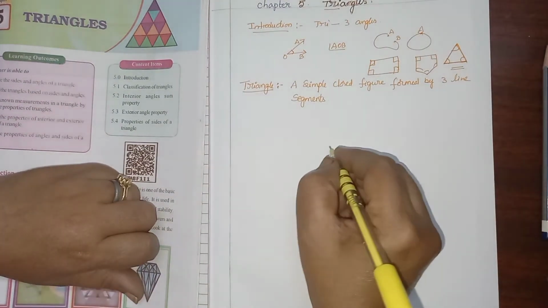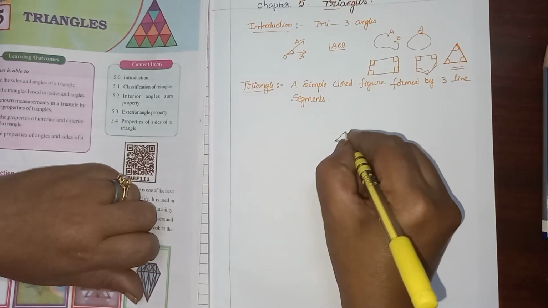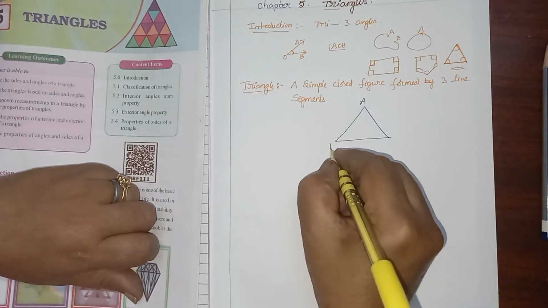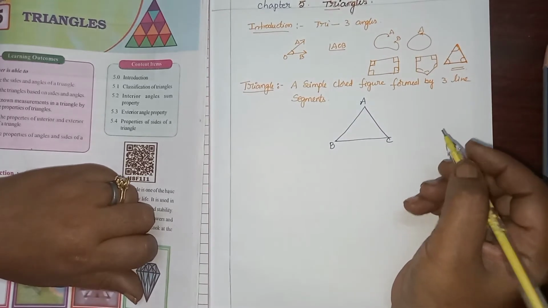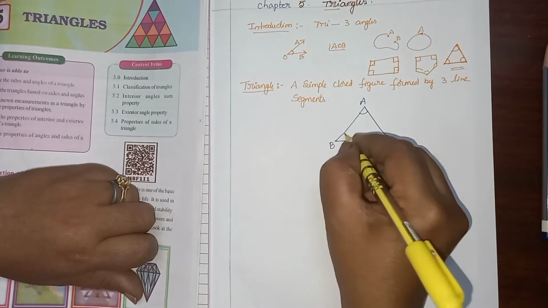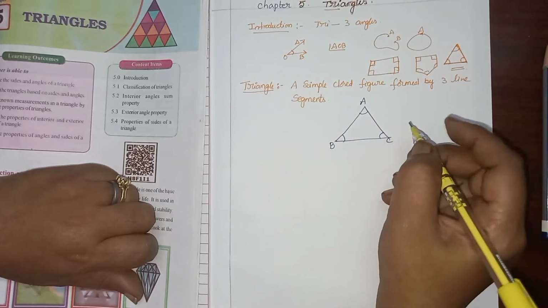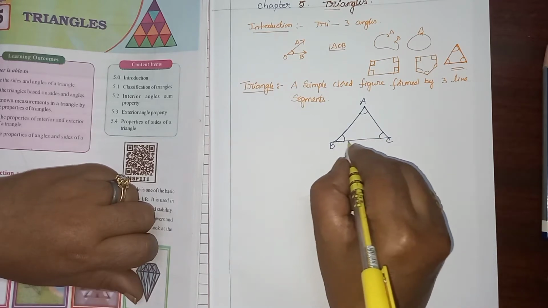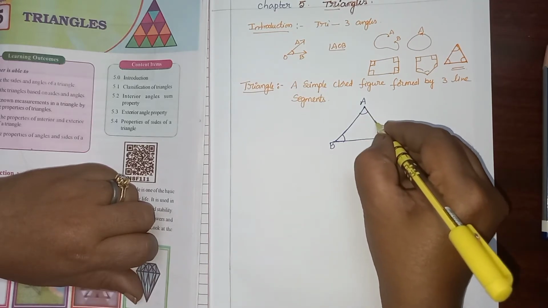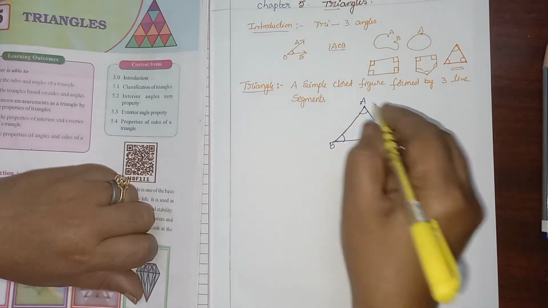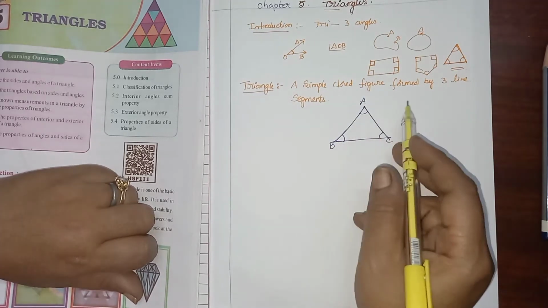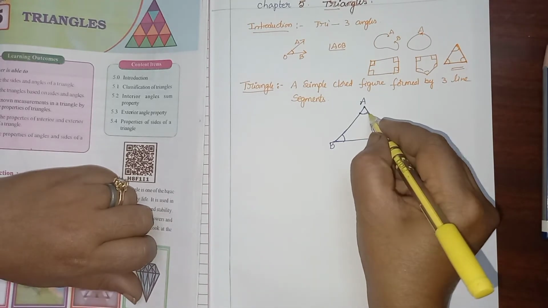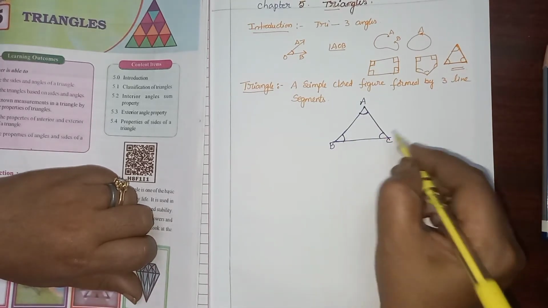Draw one triangle using scale and pencil, children. This is one triangle. Name it A, B, C. ABC is the triangle. How many angles are formed? 3 angles are formed. Here AB is one line segment, BC is one line segment and CA is one line segment. 3 line segments: AB, BC and CA. And 3 angles are formed: angle A, angle B and angle C.